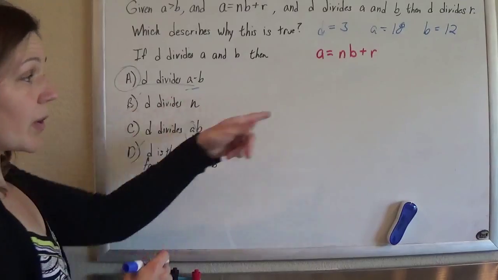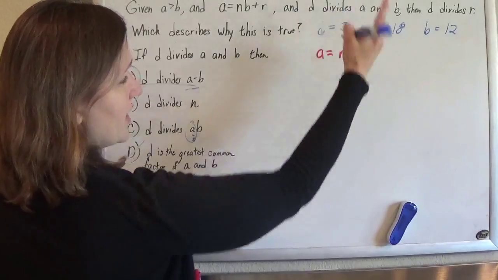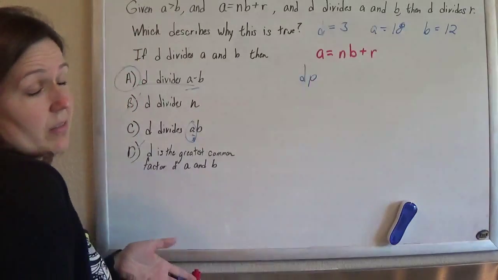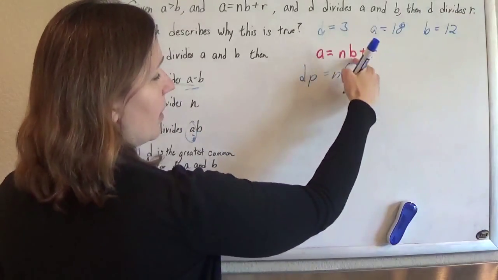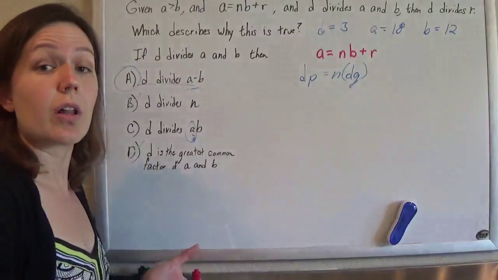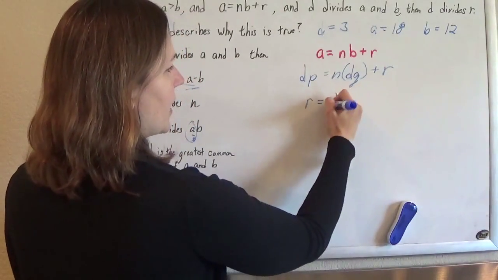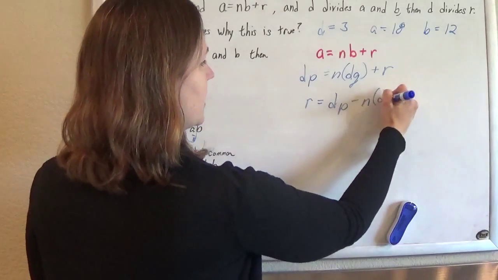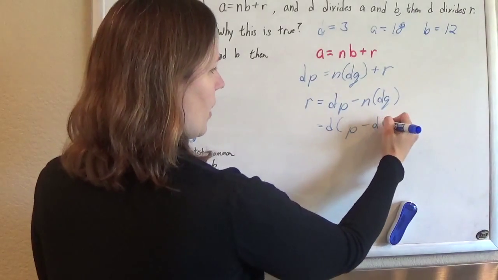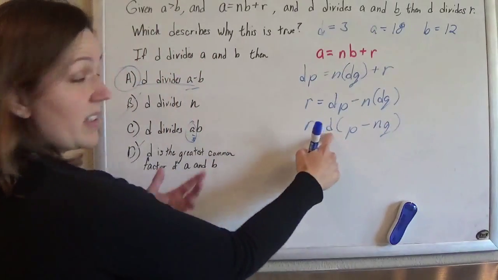If I wanted to prove this, I would say, hey, okay, I know that D divides A, so that means that A is D times some number, I'll call it P. And then if D divides B, that by definition, then B is D times some integer, I'll call it Q. And then plus R. And so if I solved for R, I'd get R is dP minus N times dQ. And if I just factored out the D, hey, R is D times something.